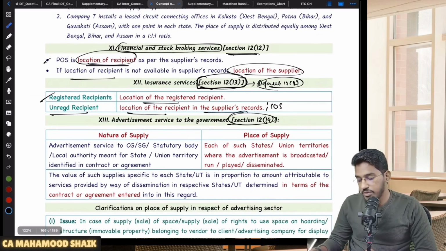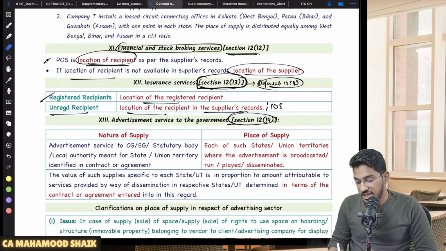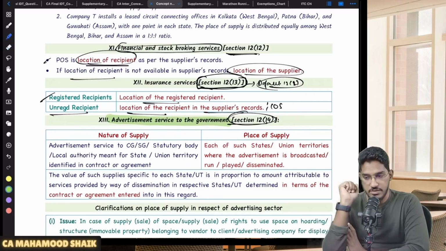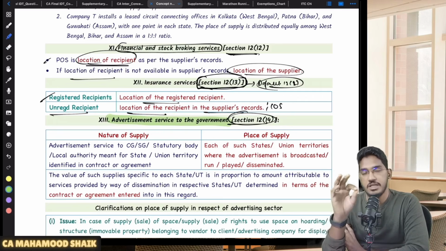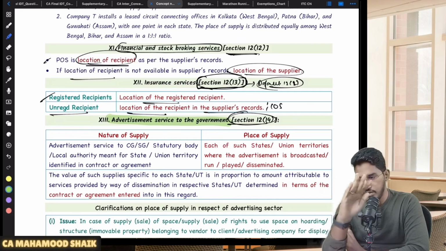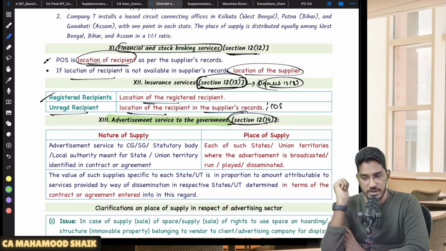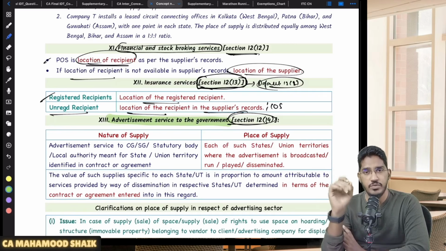Next, we have 12 subsection 14. So what is 12 subsection 14 talking about? How to determine the place of supply in case of advertisement services provided to the government. So 12 subsection 14 will not talk about all advertisement services, my dear students. This is where one more common mistake many students make. The moment they find advertisement services, they will come to 12 subsection 14. No. 12 subsection 14 will not talk about all kinds of advertisement services. Then which kind of advertisement services will 12 subsection 14 cover? It will cover only advertisement services when they are provided to government.